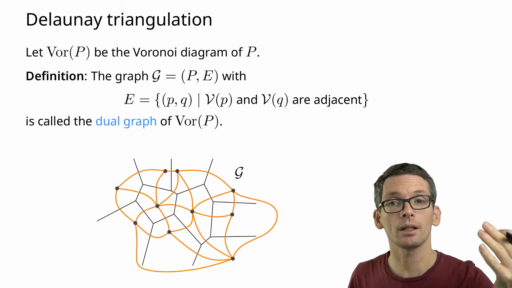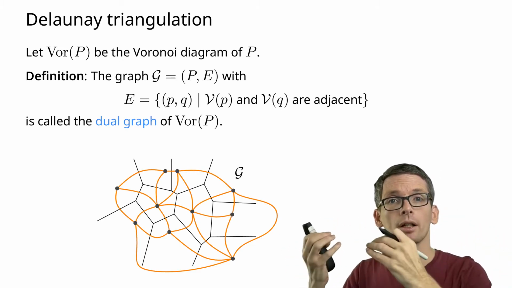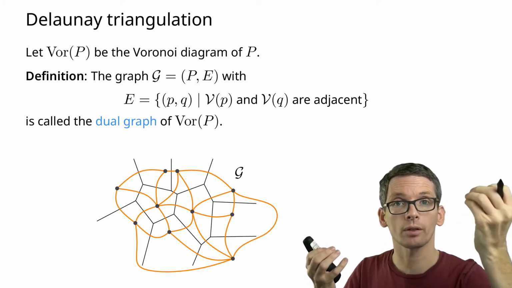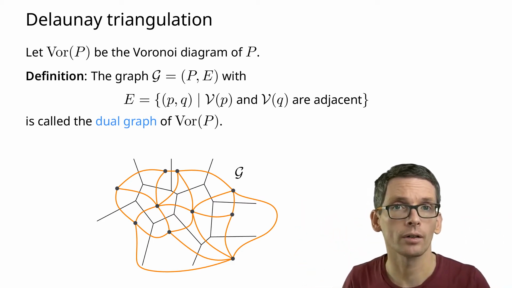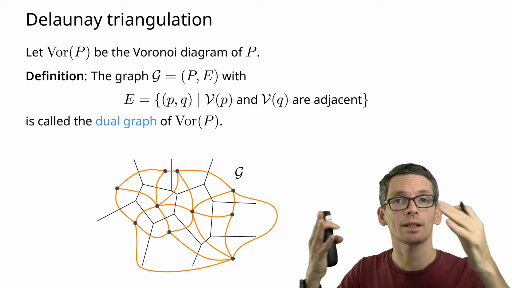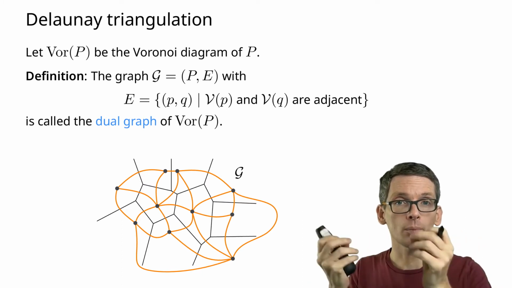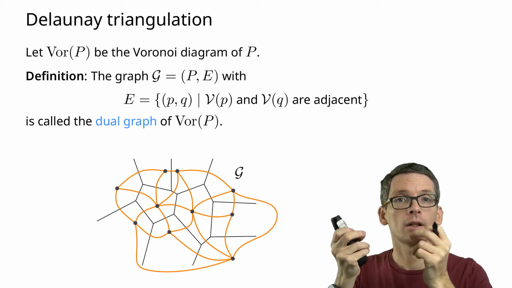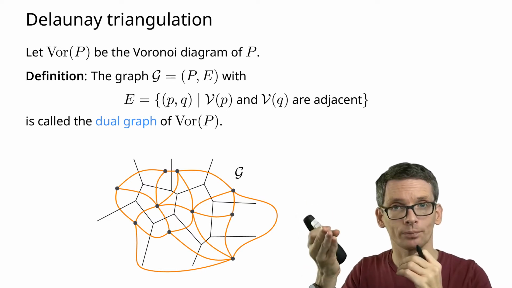So what does that mean? For every cell of the Voronoi diagram, I want to have a vertex in the Delaunay graph. The cells of the Voronoi diagram correspond to the input points. So that means as vertices of the Delaunay graph, I will have simply the set P. And now I want to have an edge between 2 points if the 2 cells are adjacent, by which we here mean they share an edge.